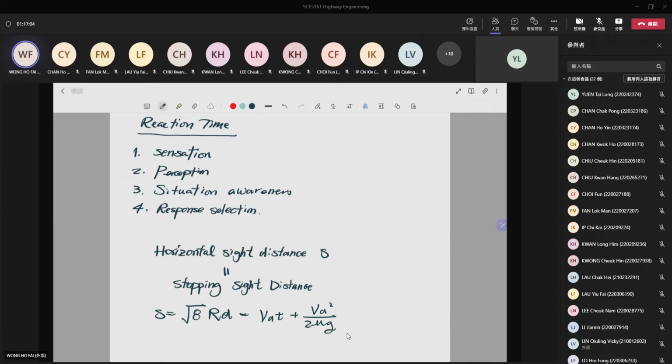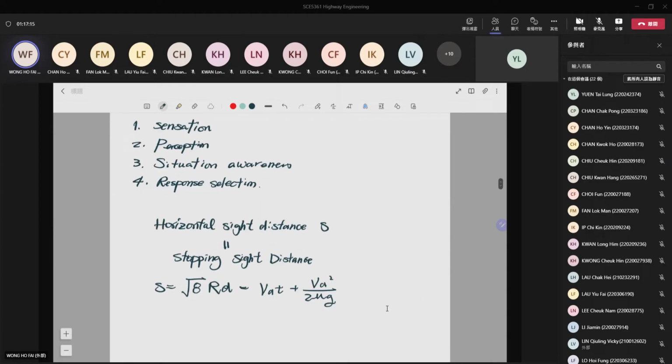Because when you see something ahead, you should stop your vehicle, okay? And the distance that you will travel is actually square root of 8 times R D, right? Do you agree? So for this one, you just calculate and find the value: square root of 8 times 100 times 5, right?